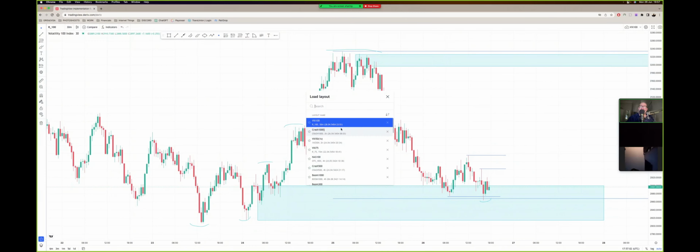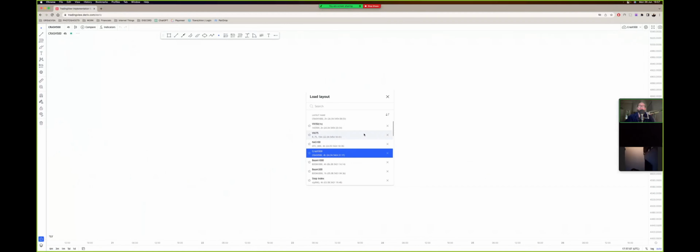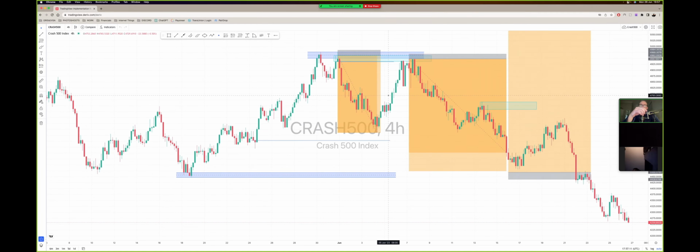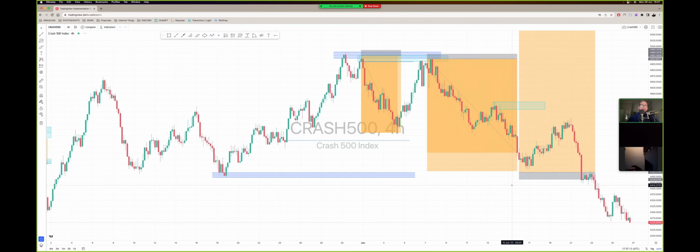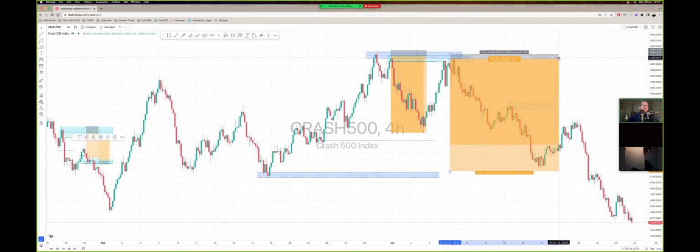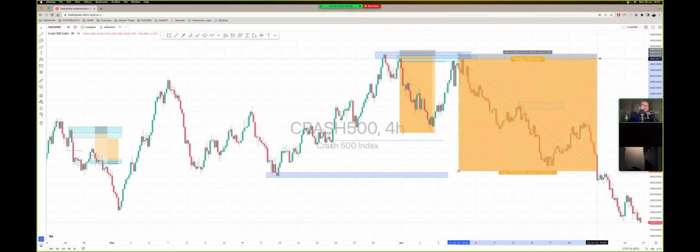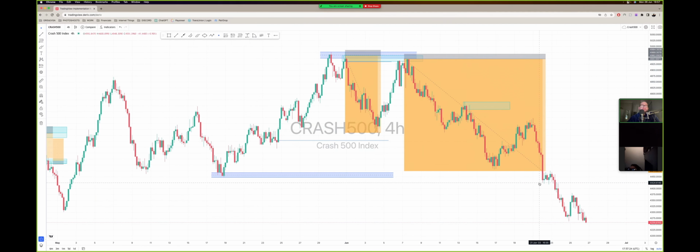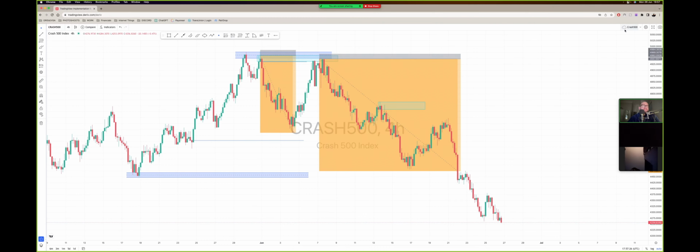Let's check. We have 75, 51 is crash 1000. Let's check crash 500. Oof, lovely. So the buy didn't work out. The rest of them, come on, eventually, solid stuff. Solid stuff.